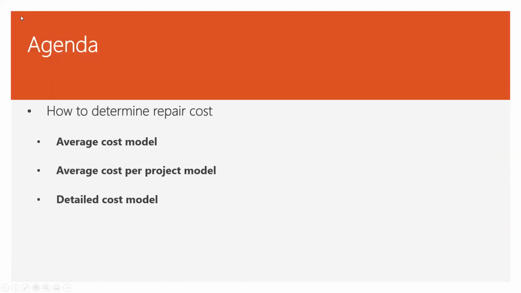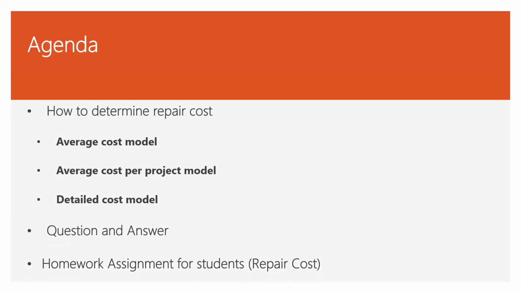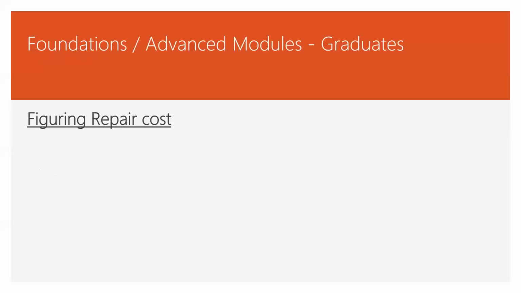Our agenda for today: I'm going to show you three different ways you can figure the cost to rehab a property. First, the average cost model, then the average cost per project model, and then the detailed cost model. Then we're going to do a Q&A, and then we've got some homework. Homework is back. The only way you're going to get better is practice.